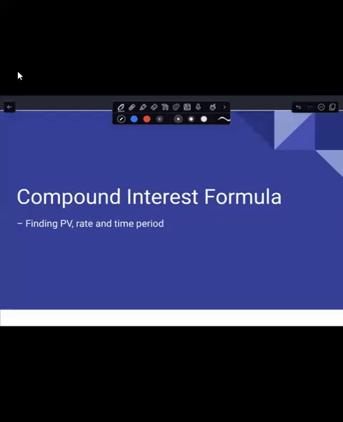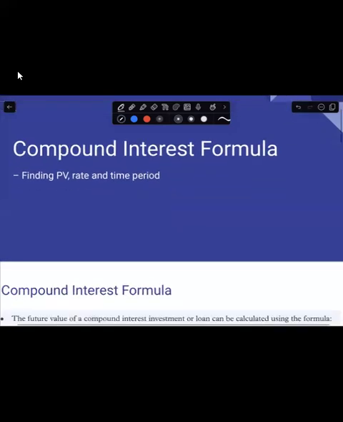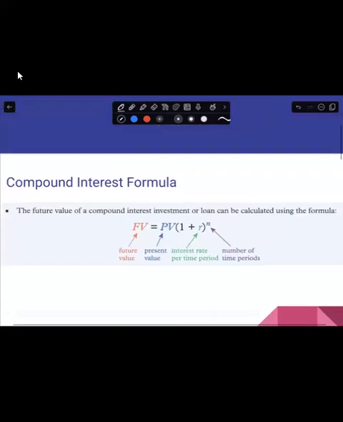Welcome back. Today we'll be going through the compound interest formula and we'll be working backwards. So that means that we'll be finding my present value, my interest rate, or my time period. We'll go through 3 examples, okay? But before we do that, we're just going to review what compound interest is.